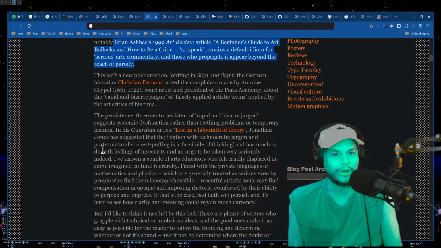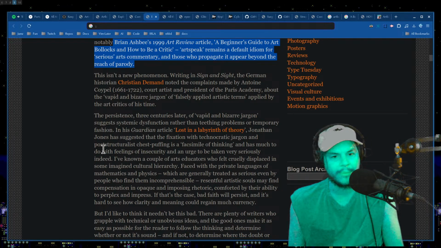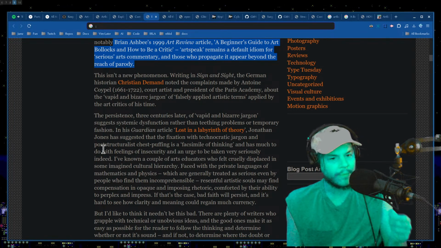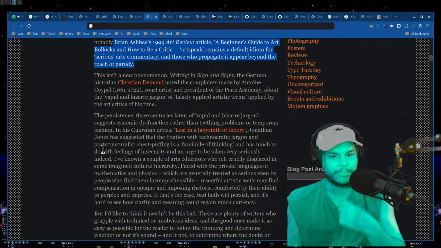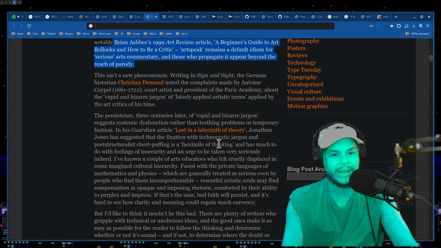In his Guardian article, Lost in a Labyrinth of Theory, Jonathan Jones has suggested that the fixation with technocratic jargon and post-structuralist chest puffing is a facsimile of thinking, and much to do with the feelings of insecurity and urge to be taken very seriously indeed. I've known a couple art educators who feel cruelly displaced in some imagined cultural hierarchy, faced with the primitive languages of mathematics and physics, which are generally treated as serious even by people who find them incomprehensible. Resentfully, artistic souls may find compensation in opaque and imposing rhetoric, comforted by their ability to perplex and impress. If that's the case, bad faith will persist. It's hard to see how clarity and meaning could regain such currency.